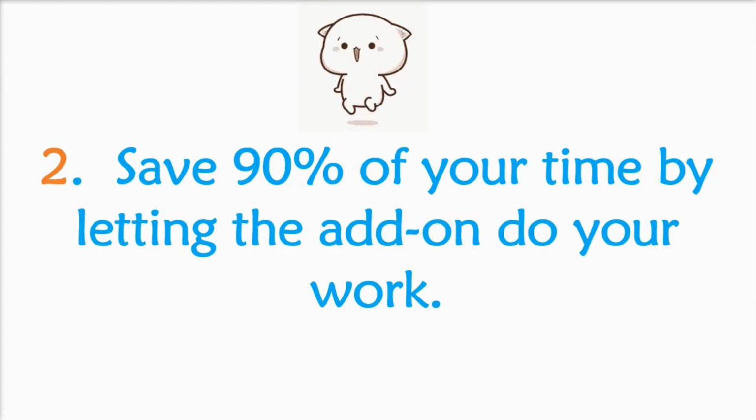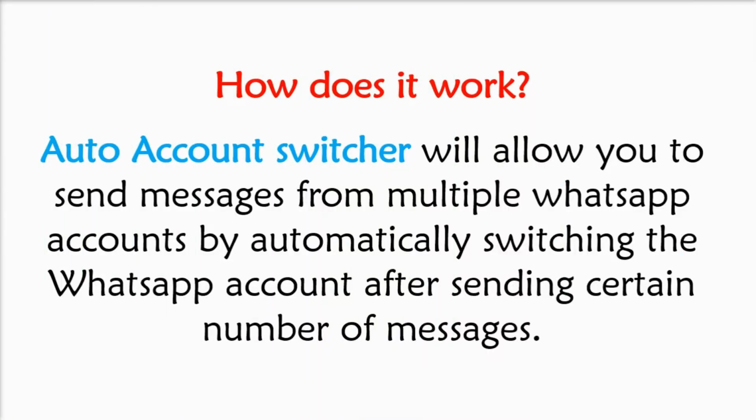By this I mean that you won't have to manually scan the number every single time you want to send messages from a different number. This work will be done by the add-on. Now, how does the add-on work? Auto Account Switcher will allow you to send messages from multiple WhatsApp accounts by automatically switching the WhatsApp account after sending a certain number of messages. It means you don't have to manually switch the account. It will happen automatically.